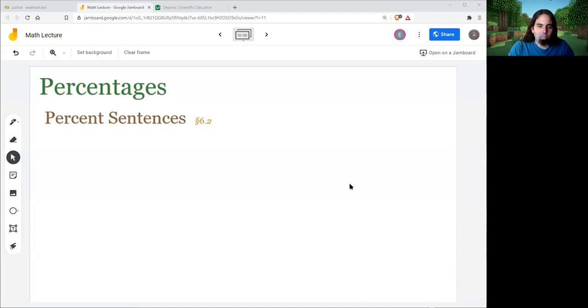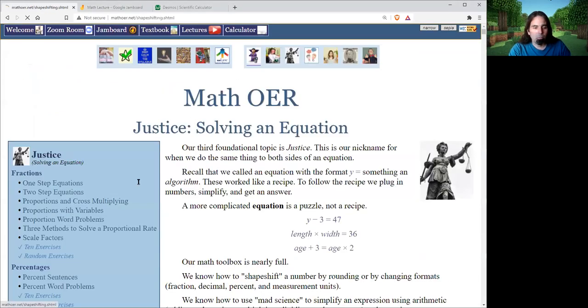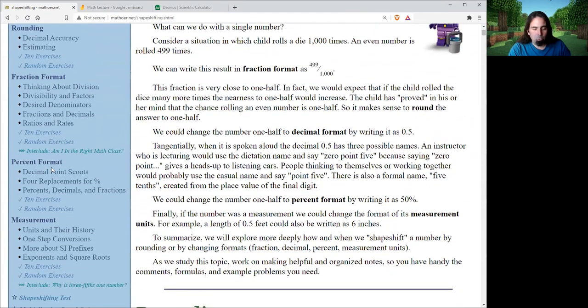Okay, after the break, we're doing percentages. We're talking about percent sentences. And before we jump into this, I want to look at what we've done earlier. In percent format for shape shifting with one number, we talked about going back and forth between percent and decimal and fraction format. This was mostly because our calculators don't do well with the percent format, and many calculators don't do well with fraction format. So if we know how to make everything decimals, it works better.